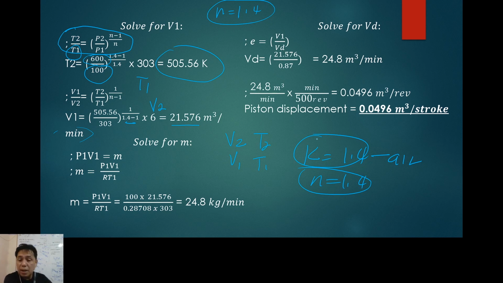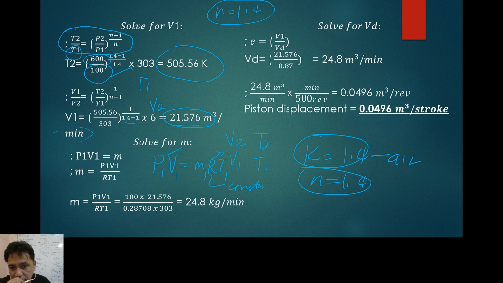We can use the formula for the ideal gas, no? Because we have this general formula, PV equals MRT. So P1 V1 equals mass 1 R T1. What is R? What kind of constant is R? Universal gas constant, no, of air. Yeah. So we have P1. What is our P1? Here, no? 100. V1, we already computed, 21.576. M, we do not know M at the suction. R is a constant, no?